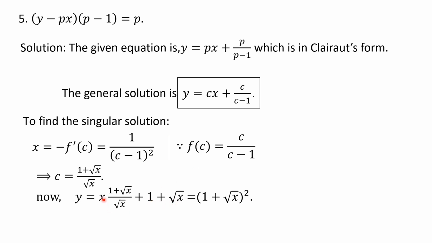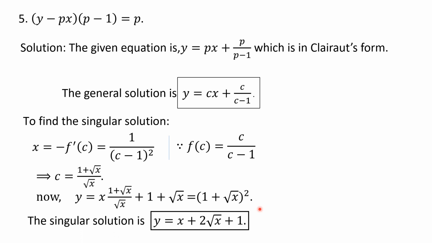But here x cancels with root x, gives root x. So root x into 1 plus root x plus 1 plus root x, where 1 plus root x is common. So 1 plus root x into 1 plus root x. So that is 1 plus root x the whole square. Or you can expand by using the a plus b the whole square formula. So we'll get y is equal to x plus 2 root x plus 1.